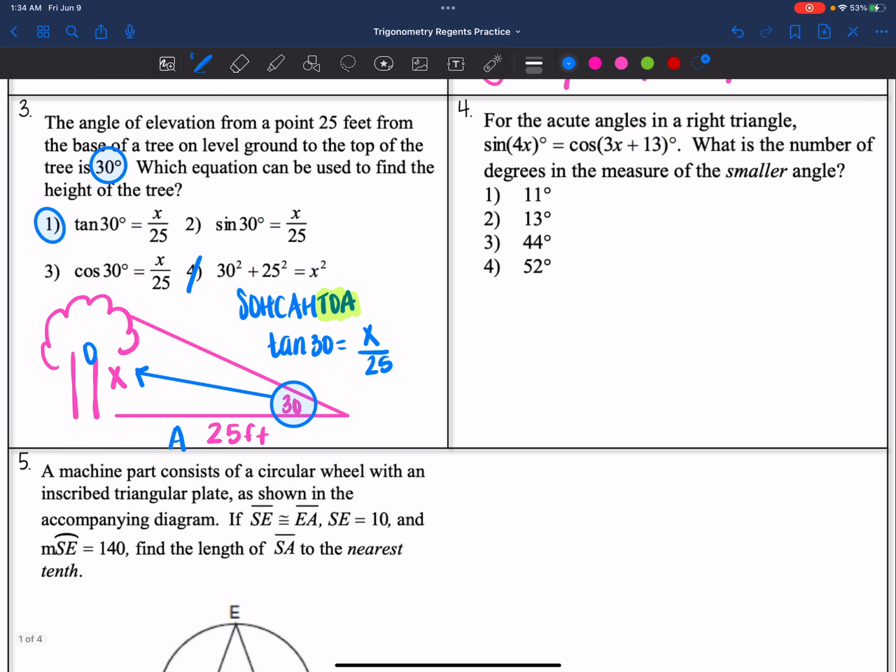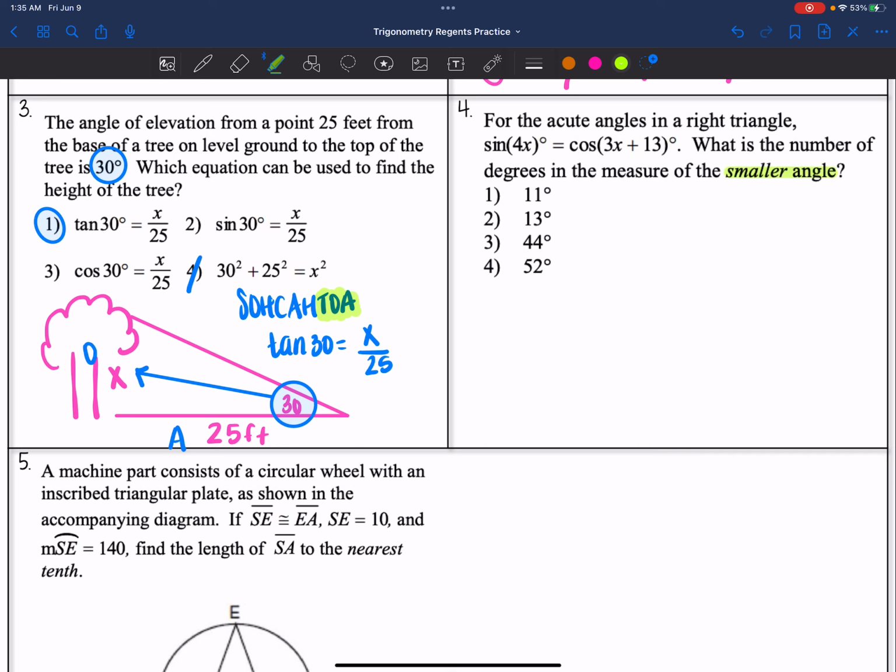Number 4, for the acute angles in a right triangle, sine of 4x is equal to cosine of 3x plus 13. What is the number of degrees in the measure of the smaller angle? I'm sorry, y'all, it's 130. I don't even know how to read at this point. But we're looking for the smaller angle.